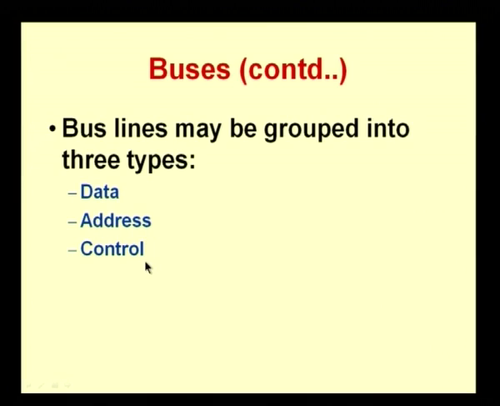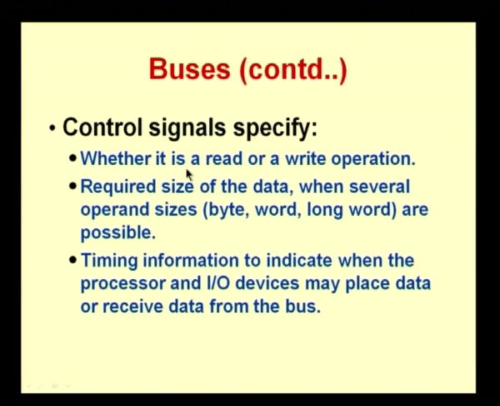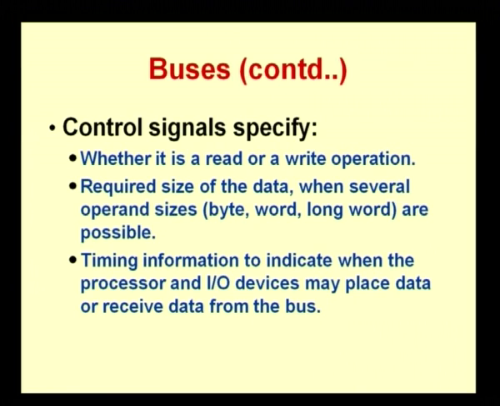What we need to really understand is the kind of control signals that are available. Okay. So, let us look at control signals. What do we expect the control signals normally to specify? One thing that we want to specify is whether it is a read or a write operation, because it could be reading from the bus or you could be writing to the bus. So, whether it is a read or a write operation, that needs to be specified.